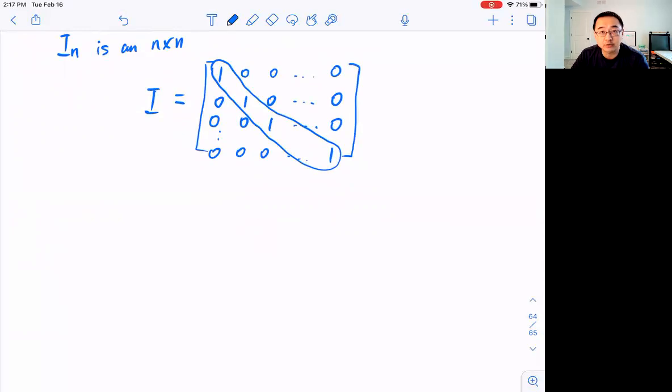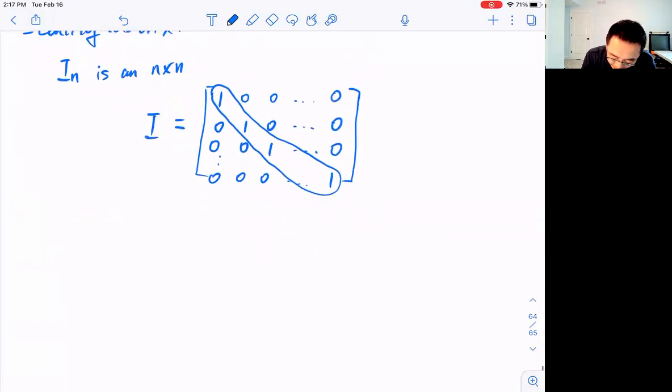The identity matrix in the matrix world works as one does for the set of real numbers. What we mean by that is, 1 times any number is that number itself. So similarly, let's say we have a matrix A that can actually be multiplied by I. Remember we said the number of columns in A must be the same as the number of rows in I, right? Because last week we talked about the rules on how matrices can multiply.